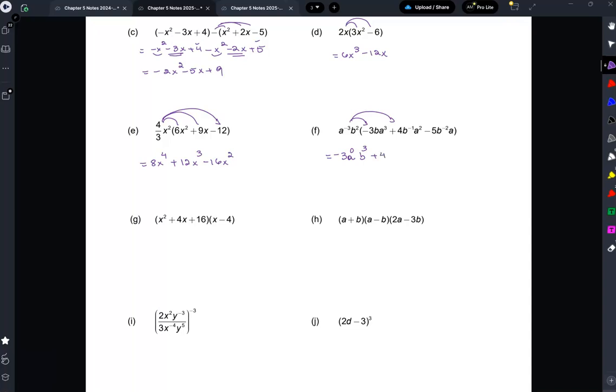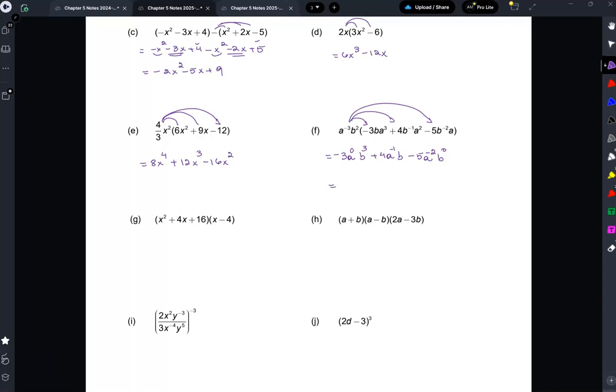Plus 4. Okay, a to the negative 3, a to the 2. I add them. I have a to the negative 1. B squared, b to the minus 1. 2 minus 1 is b to the 1. Minus 5. A, okay, so exponent is negative 3, 1, negative 2. B, 2, minus 2, 0.